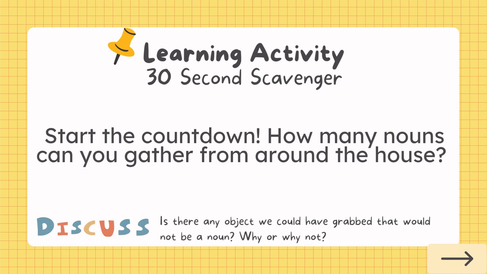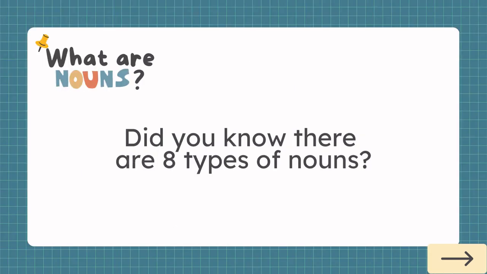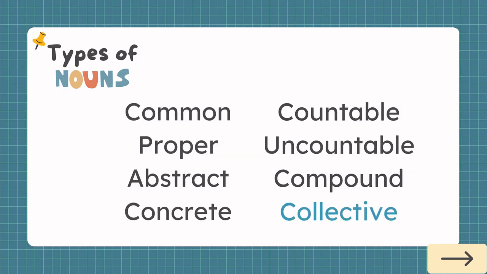Now that we know what a noun is, let's go. Did you know there are 8 types of nouns? There are common, proper, abstract, concrete, countable, uncountable, compound, and collective. Now that might be overwhelming, but we're only going to focus on collective nouns today.